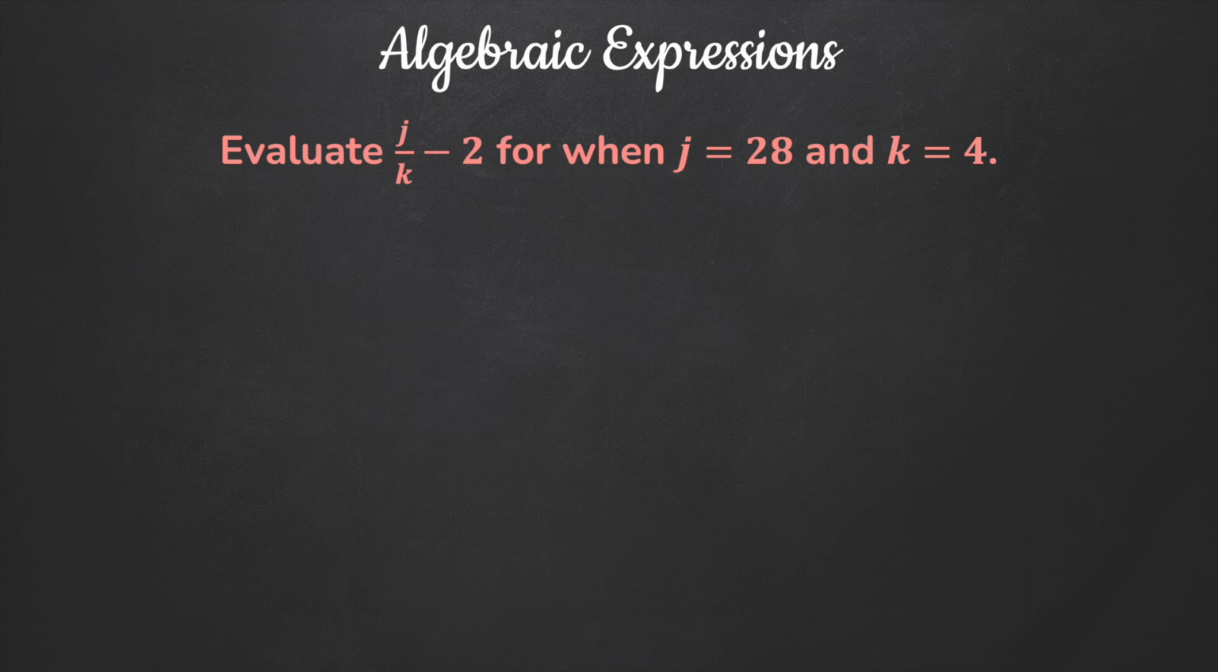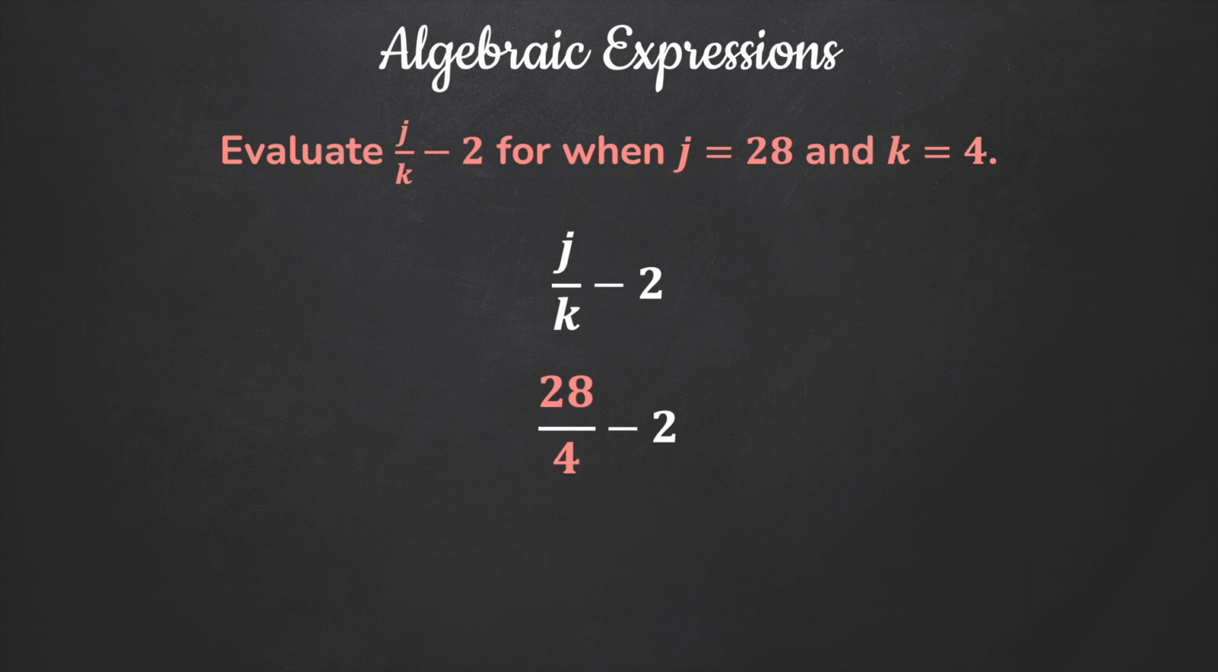Here we have evaluate j over k minus 2 for when j is equal to 28 and k is equal to 4. In our expression, we have division and subtraction. The first thing we want to do is substitute our variables for their known values. So we're going to substitute j for 28 and k for 4.